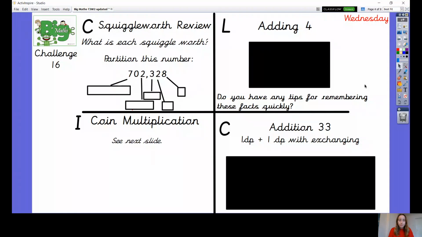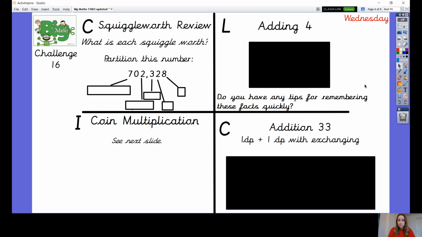Hello Year 5, this is your big maths lesson for Wednesday the 13th of January. You will need your maths books because we're practicing our CLIC skills again today. And you need to write the title Big Maths and today's date in your book.